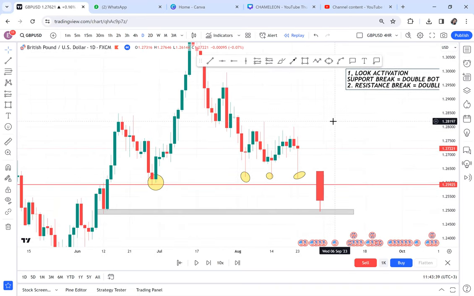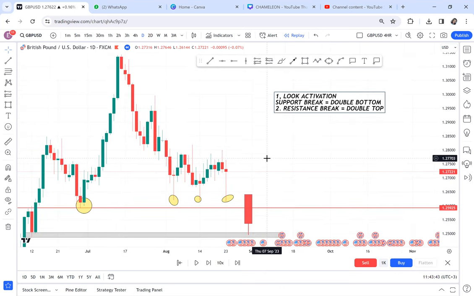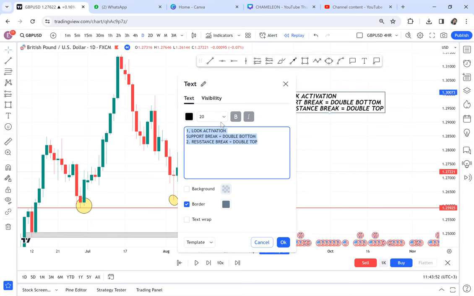Anyway, the first thing we look for is activation, because we don't want to trade an idea which is not there. Number two, after we look for activation, we are looking for patterns confirming the break. What do I mean by this?